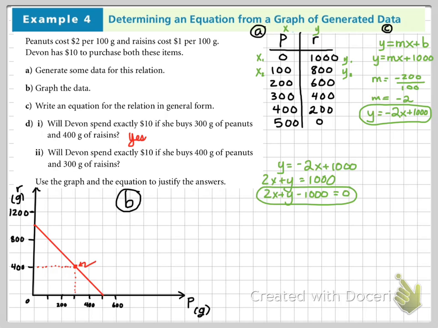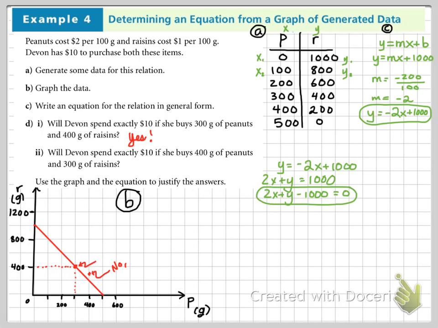Will Devin spend exactly $10 if she buys 300 grams of peanuts and 400 grams of raisins? Yes, that's that point that's right on the line. If it's on the line, it's exactly $10. 300 grams of peanuts, 400 grams of raisins is that ordered pair right there. And you'll notice that it says yes.